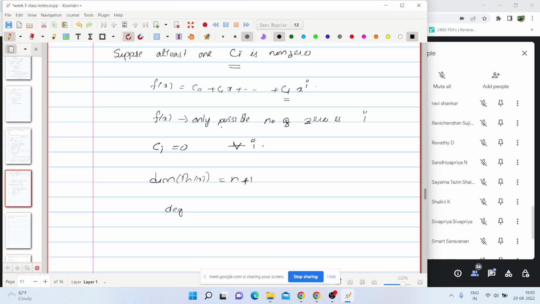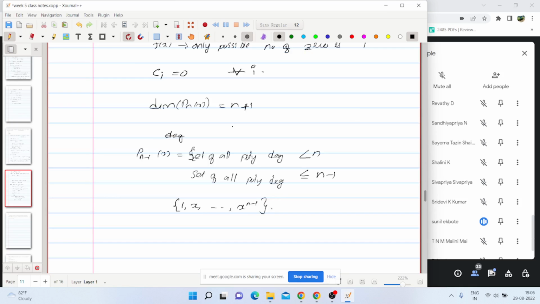Yes. So the case is just the one case below. Here the basis will be 1, x, etc., x power n minus 1. This is the only difference. We are just going one step backwards. So the dimension will be n minus 1 plus 1. In this case, the dimension of Pn minus 1 of x, that is, if it is strictly less than n, will be n.